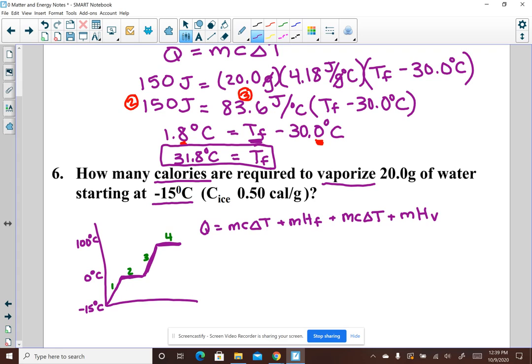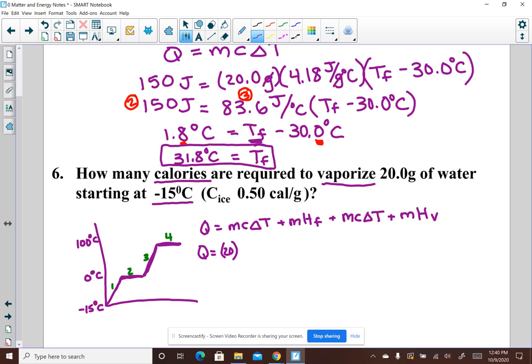I strongly recommend when you get a question like this that you draw a heating curve like I did. This way you're making sure you're not forgetting anything. Okay? For the sake of simplicity, guys, I'm not going to worry about sig figs here. We're just going to make sure we're plugging in the right numbers. So I have 20 grams of water, right? So M is always going to equal 20. And they're asking about calories.